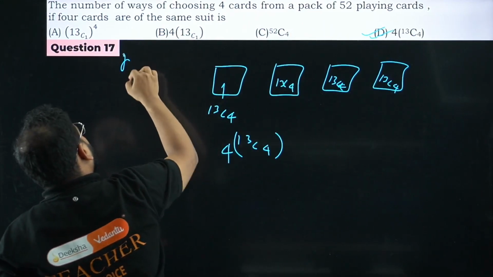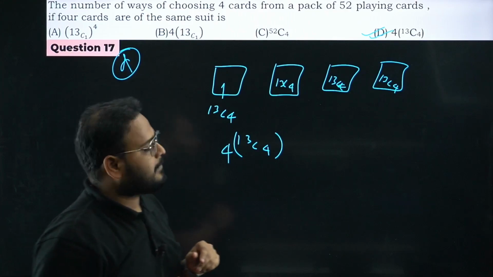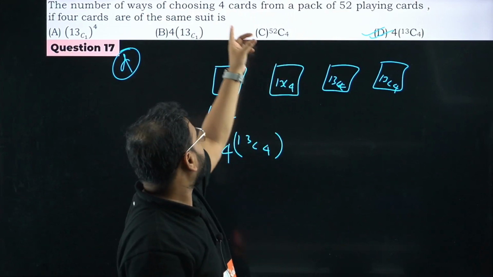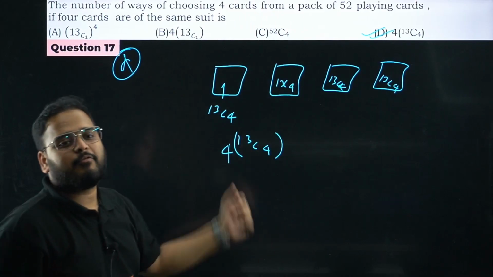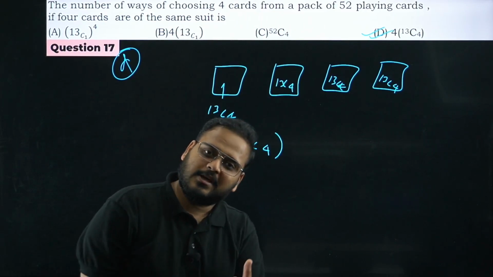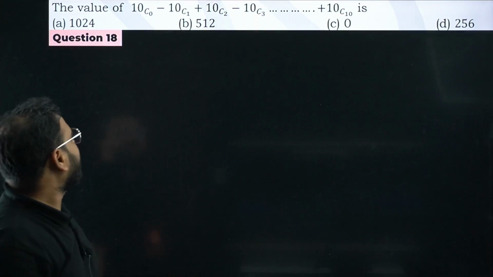Option D is correct. Please check. Because you have to choose 4 cards from each category, and we have 4 categories, so we have 4 times 13C4. Clear? Moving on to the 18th now.